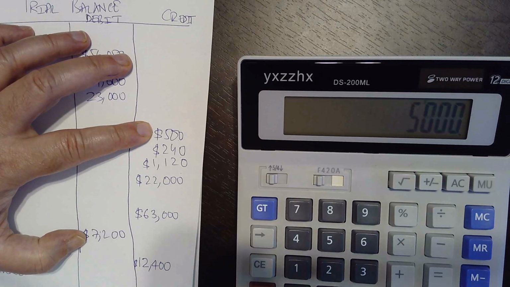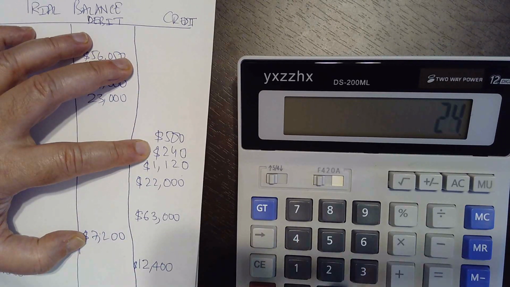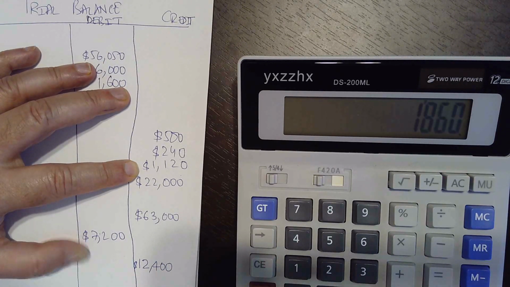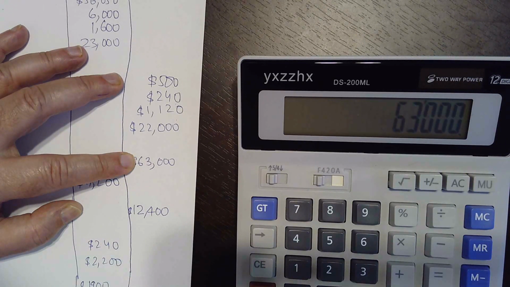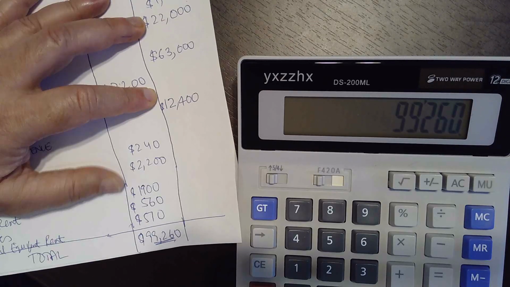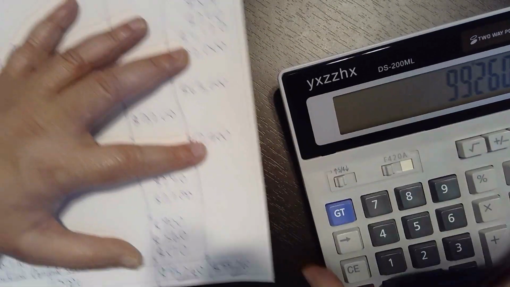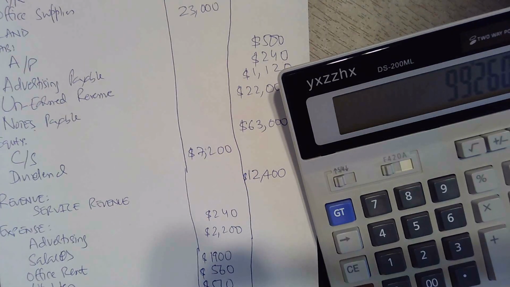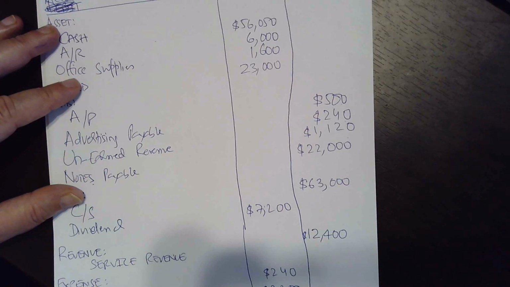500, 240, 1,120, 22,000, 63,000, 12,400, 99,260. Okay, you must be thinking that in real life this always turns out to be clean like a whistle.